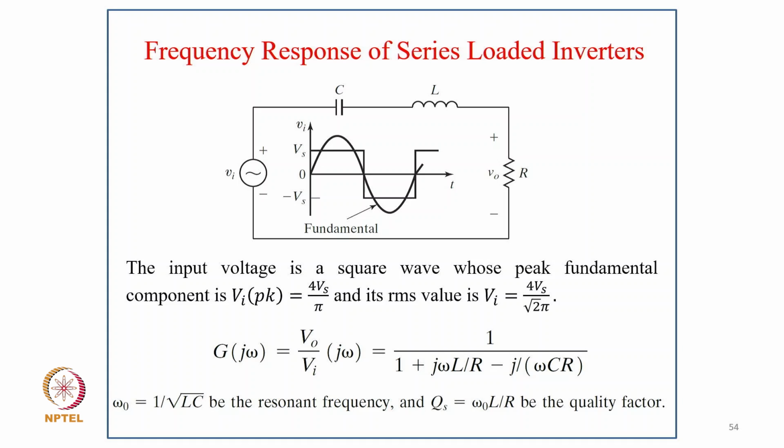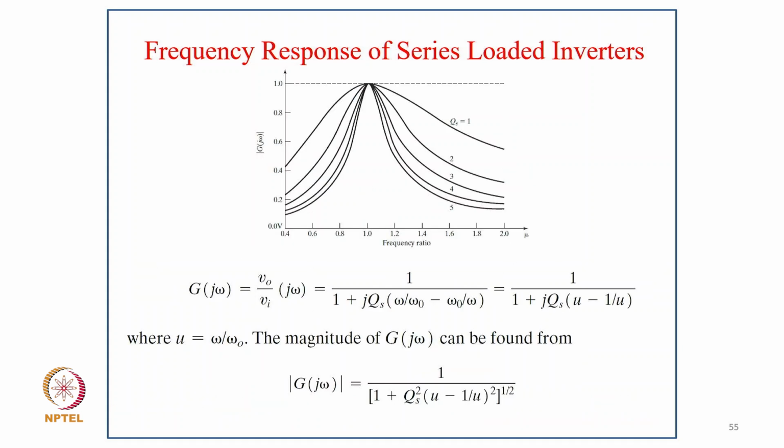So G as a function of j omega equal to Vo upon Vi equal to 1 upon 1 plus j omega L upon R minus j upon omega C R. So where omega 0 equal to 1 upon square root of LC is the resonant frequency and Q equal to omega 0 L upon R is the quality factor.